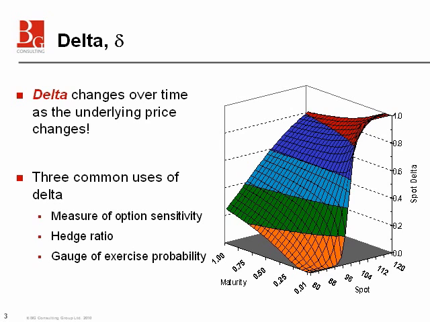How can we use delta to position a portfolio? Bullish investors want to achieve a positive position delta, while bearish speculators want a negative position delta.